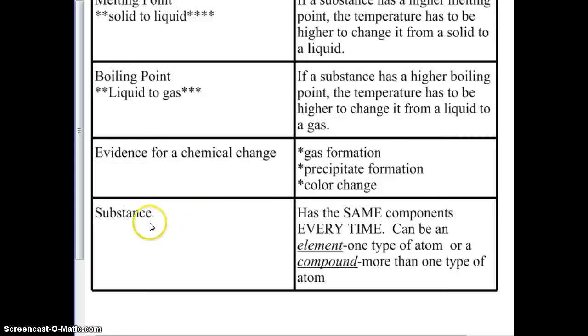Okay, you need to know that a substance can either be an element or a compound, and substances have the same components no matter what. An element has one type of atom, and a compound has more than one type of atom. It can have 2 or 3 or 4.